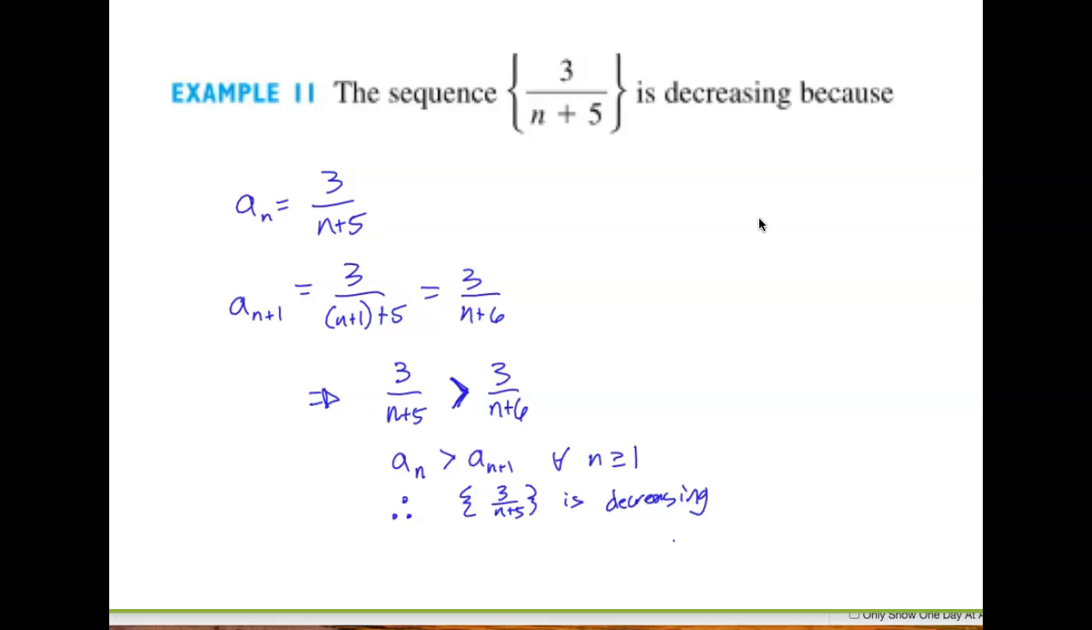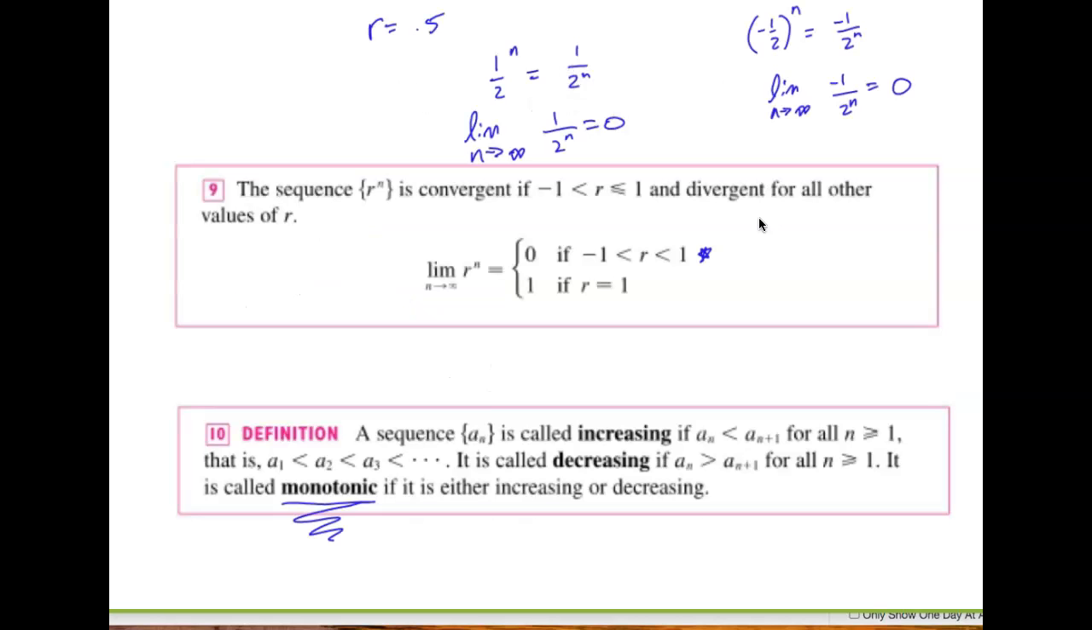So that's how you prove a sequence is either increasing or decreasing. You look at a sub n, and then you look at a sub n plus 1, and then you decide which way the inequality would go. And then you make a statement, it's either increasing or decreasing by the definition of increasing and decreasing.